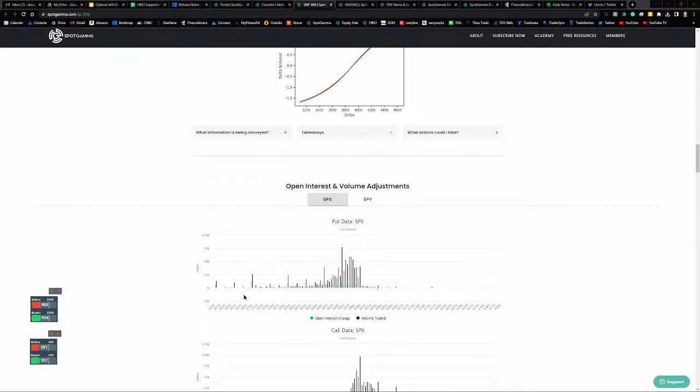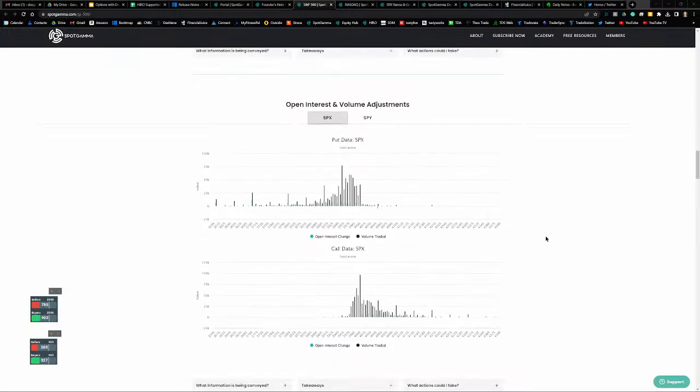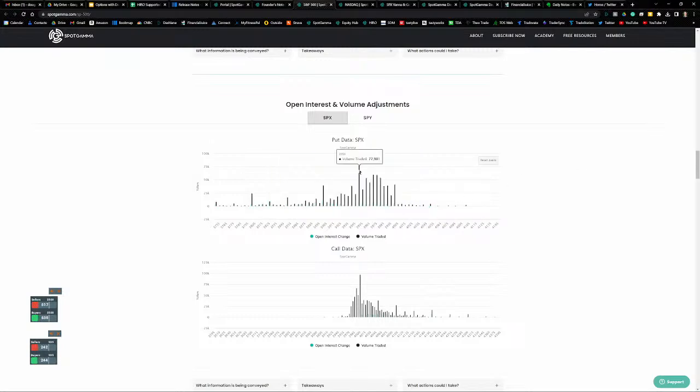All right, then finally, while we're on this page, let's take a look at the open interest and volume. And this is for SPX put data. We'll show call data and put data here. And let's focus on the put data. We'll zoom in on this so we can see it. The black bars are showing the volume. And this is from yesterday. And the volume, that's what traded yesterday. And then the small teal bars, that's the open interest change.